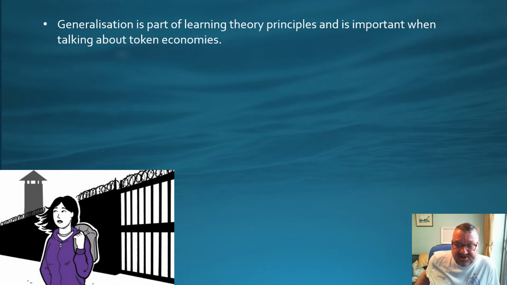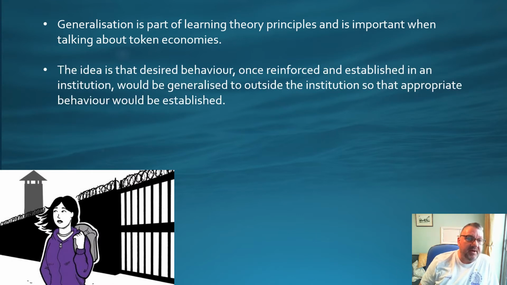So generalization is part of learning theory principles, and it's important when we talk about token economies, and I'll explain why. What you're trying to do is establish desired behavior and reinforce it within the prison, within the institution, so that it becomes second nature to the prisoners to behave. It becomes internalized. And the idea is that when the prisoner then moves outside the institution, that behavior has been established and continues on when they are outside in society.